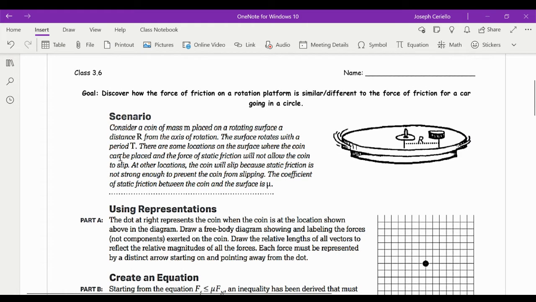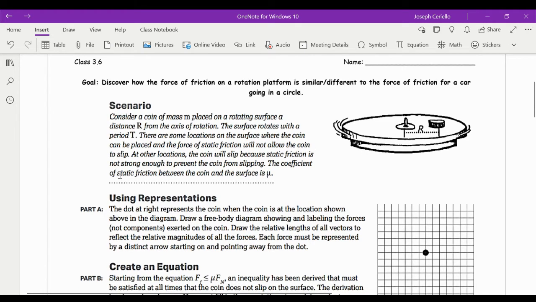So consider a coin of mass m placed on a rotating platform, or rotating surface, distance r from the axis of rotation. So it's kind of like an object on a merry-go-round. The surface rotates with a period t, meaning it takes t seconds to go around once. There are some locations on the surface where the coin can be placed and the force of static friction will not allow the coin to slip. At other locations, the coin will slip because static friction is not strong enough to prevent the coin from slipping. The coefficient of static friction between the coin and the surface is mu.